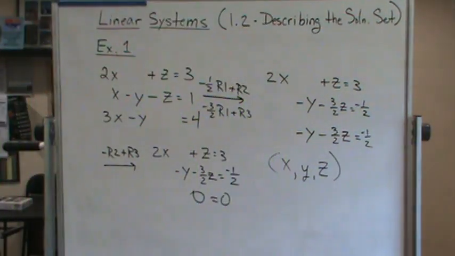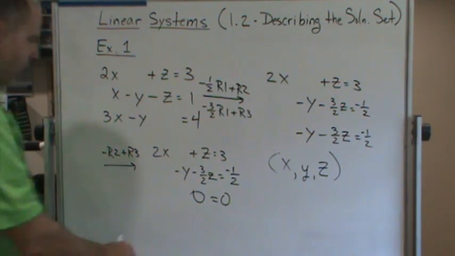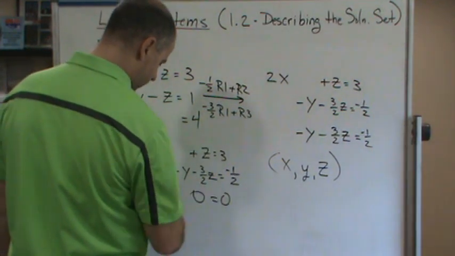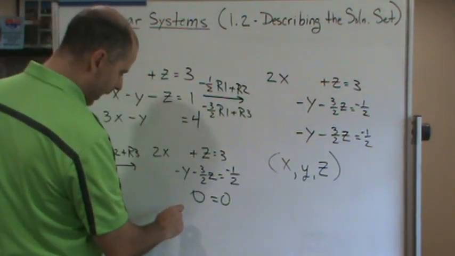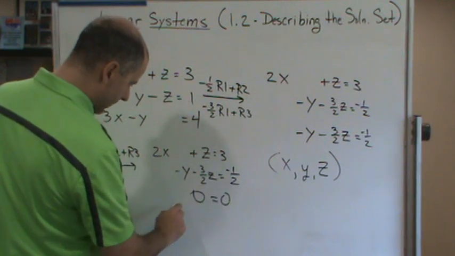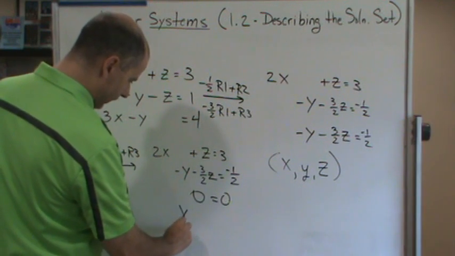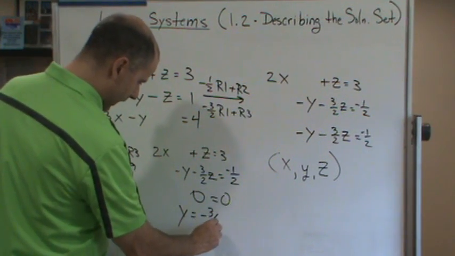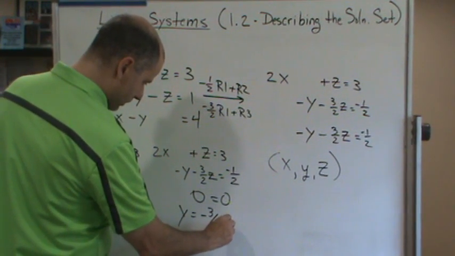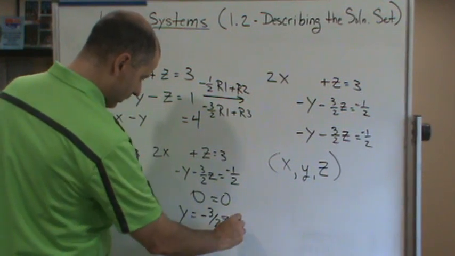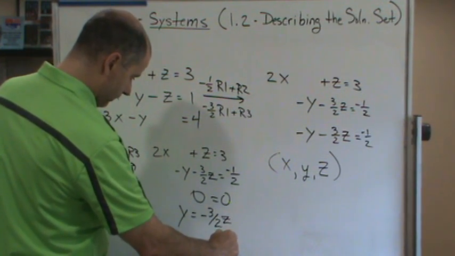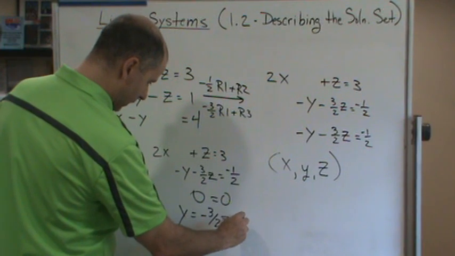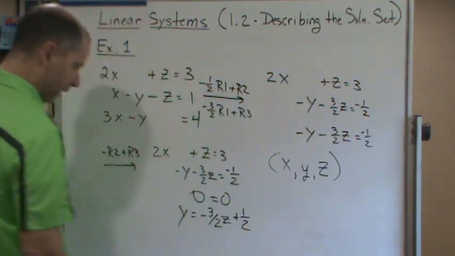Okay, so now, how do we go about describing the solution set? Well, let's solve what we can. Let's start with this one, and let's solve for y. In this case, what are we going to get? We're going to get y equals negative 3 halves z plus 1 half.